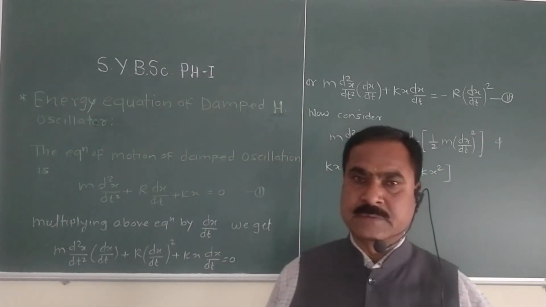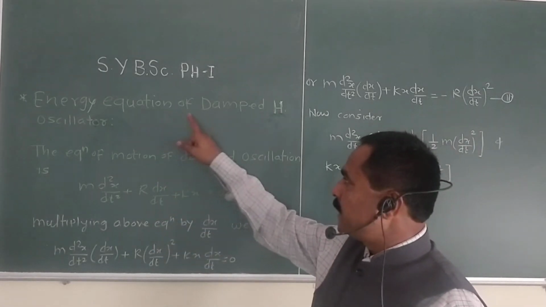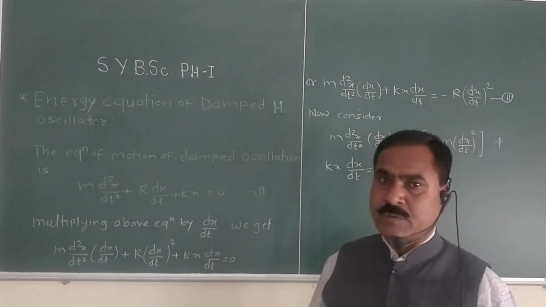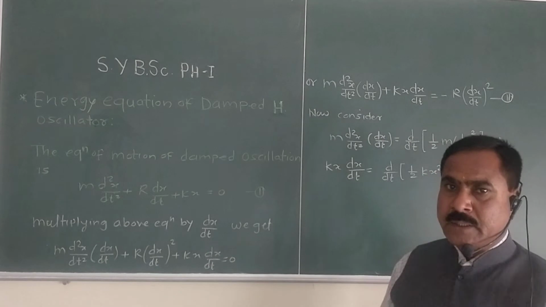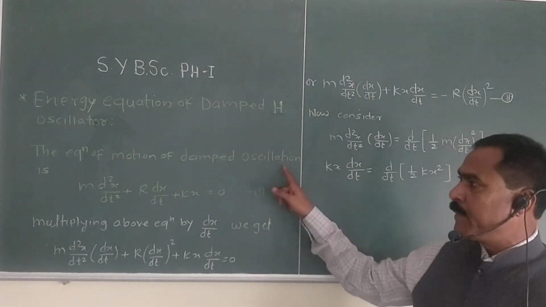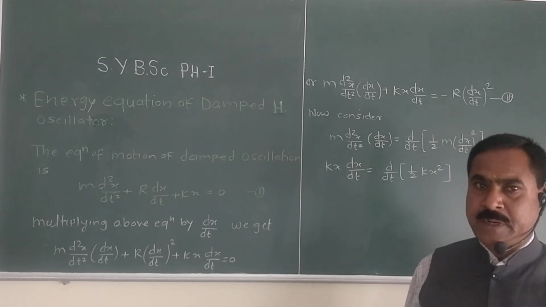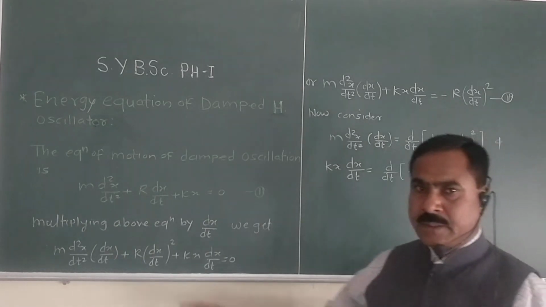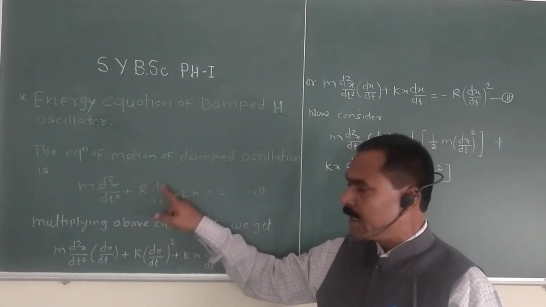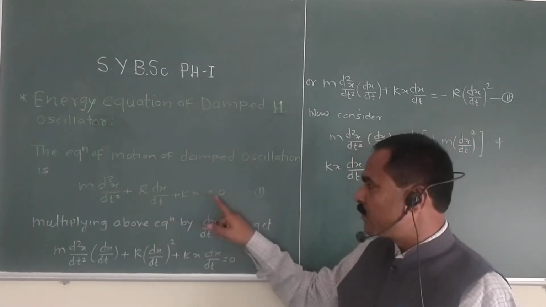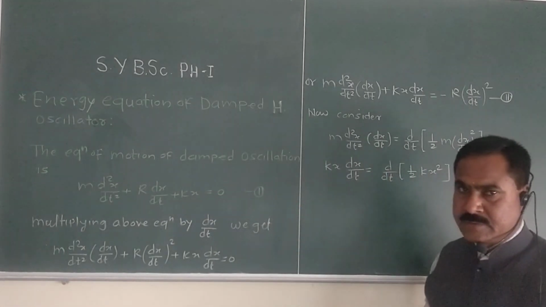Good morning, friends. In this lecture, we study the energy equation of the damped harmonic oscillator. For that, we consider the equation of motion of damped oscillation. That means the differential equation of damped oscillation is given by m d2x by dt square plus r dx by dt plus kx equal to 0. So name this equation first.